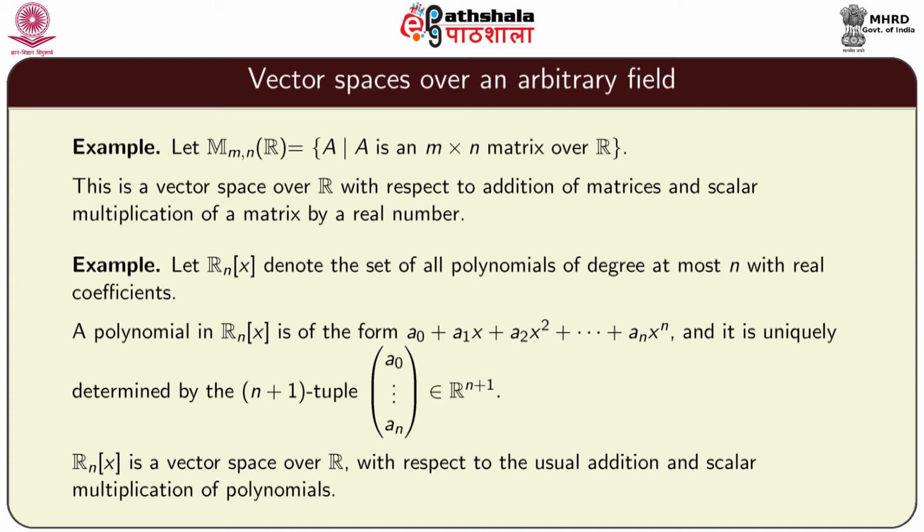Therefore, it is the tuple which determines the polynomial and not just the string of real numbers a0, a1 and so on up to an. Now, we all know how to add two polynomials, the usual addition, and also how to multiply a polynomial by a real number, say lambda. That is also the usual scalar multiplication. And this is again a very interesting vector space with respect to these usual addition and scalar multiplication of polynomials.